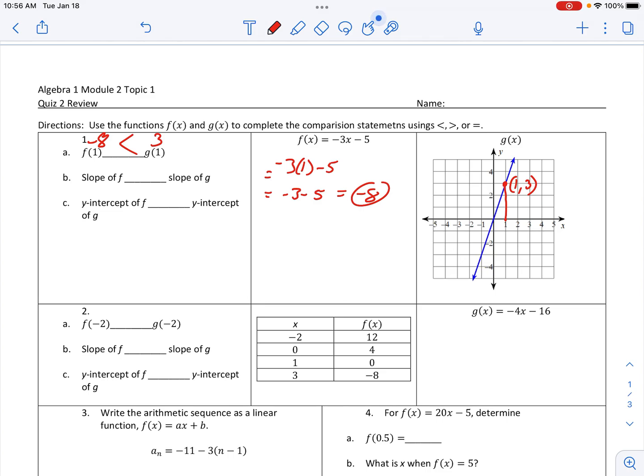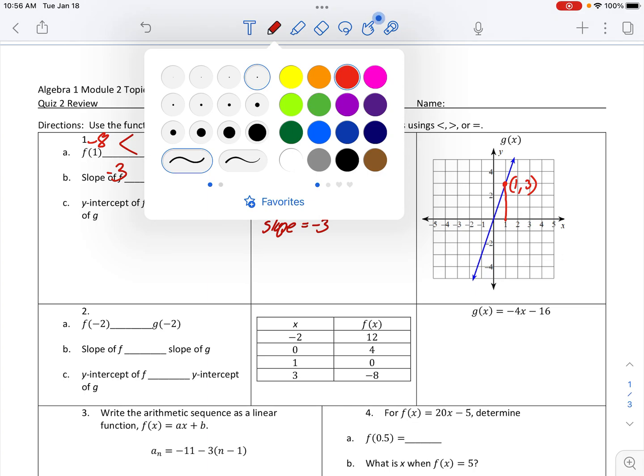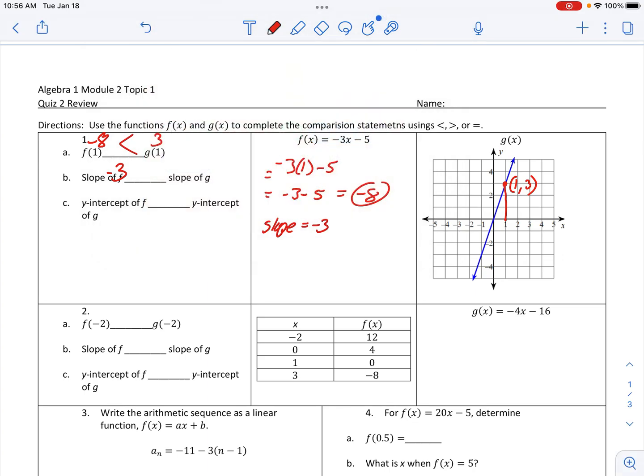The slope of f of x. The slope, because it's an equation, should be given to you very quickly. It's always in front of the x. That's the a value, -3. For the graph, the slope, who cares what the slope is? It is going up. It's increasing, so it's a positive something. And a negative compared to a positive, negative is always less than.